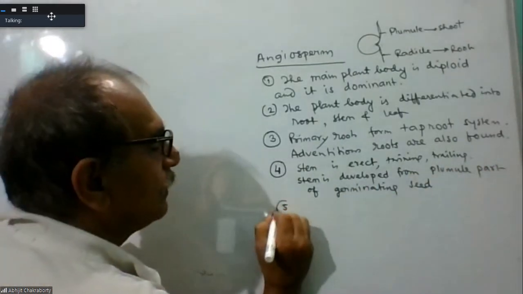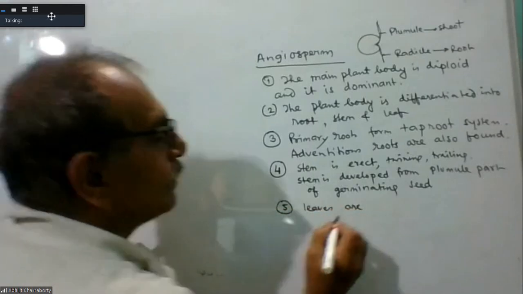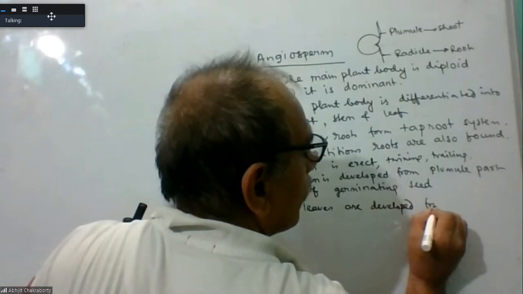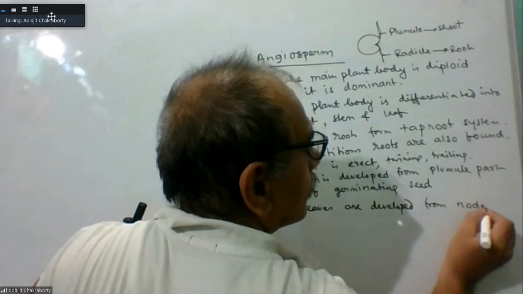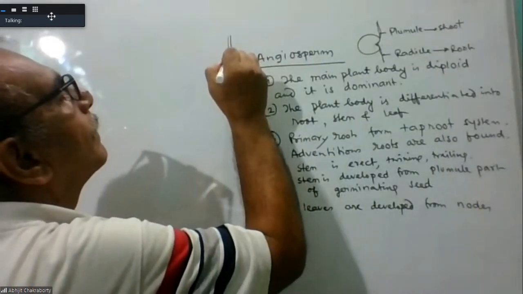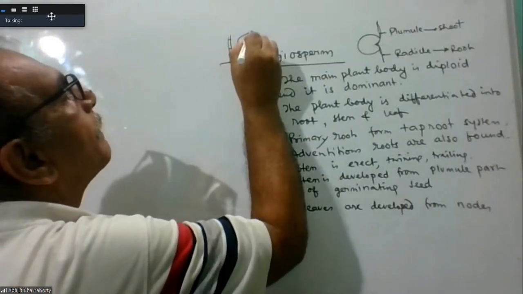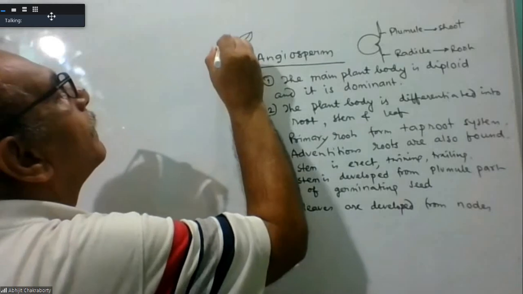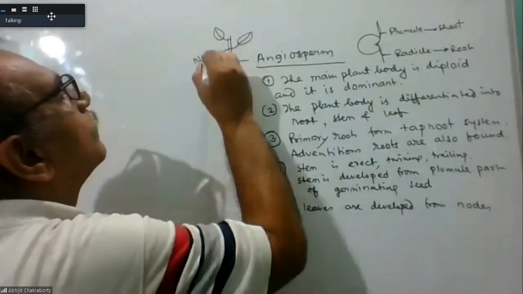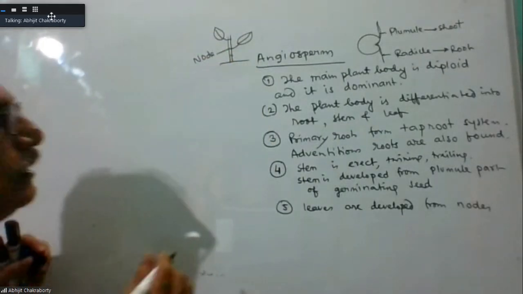Next, leaves are developed from nodes. That means, in the shoot, this is called a node. The knot-like structure is found in the stem.